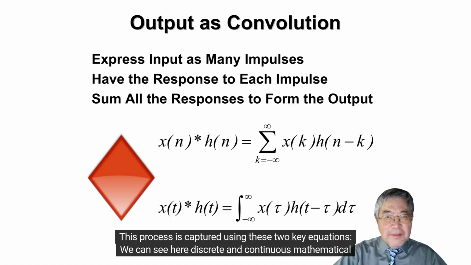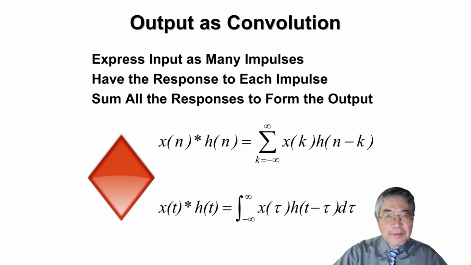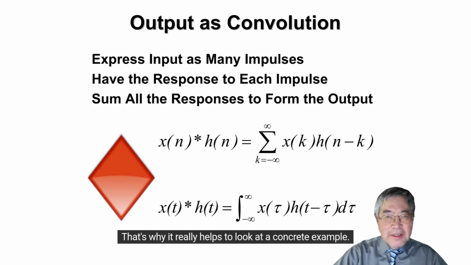This process is captured using these two key equations. We can see here discrete and continuous mathematical formulations, but I know from experience that convolution can feel confusing at first. That's why it really helps to look at a concrete example. Let's move on to one now.